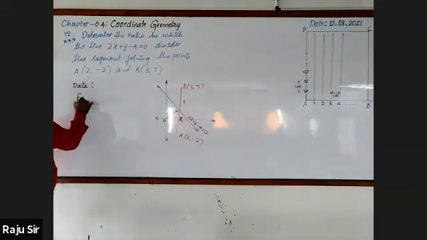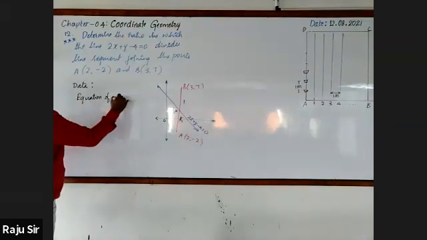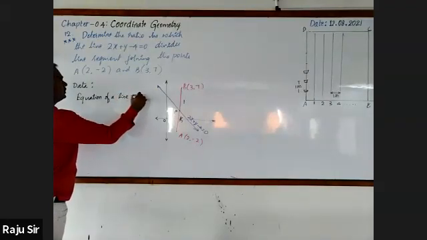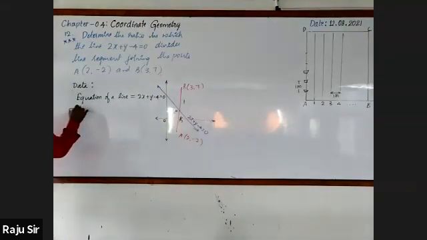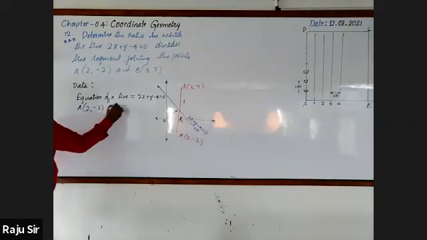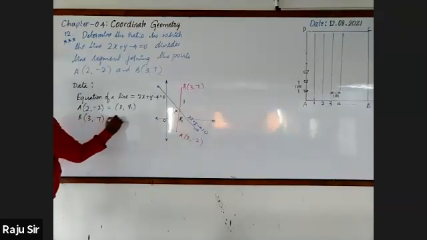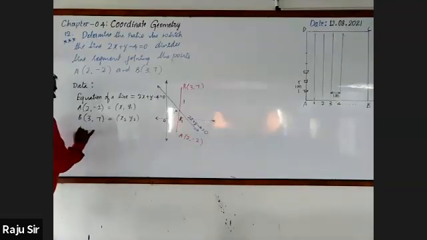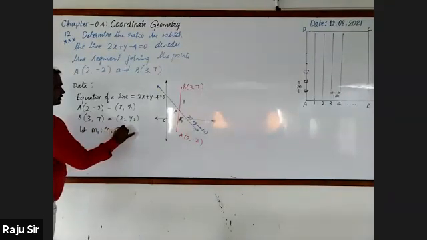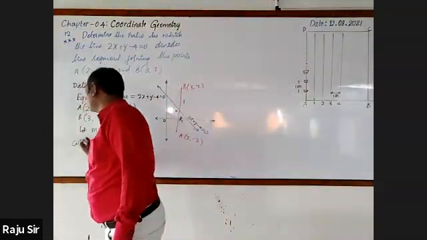Equation of a line, that is 2x plus y minus 4 equal to 0. Then they are given A of 2 comma minus 2, you may call it as x1 y1. And B of 3 comma 7, you may call it as x2 y2. And the ratio we do not know. Let M1 is to M2 be K is to 1. This ratio should be found out.